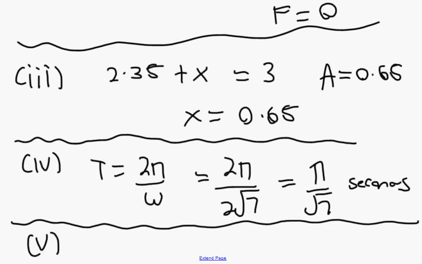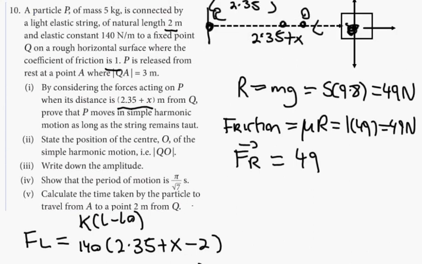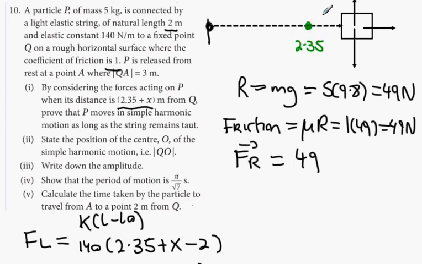Okay, question 5. Calculate the time taken by the particle to travel from A to a point 2 meters from Q. Okay, so let's rub out some of the stuff we've had before. Now this is the 2.35 meter mark. Actually, I'll do a bit closer, it's not accurate. The green mark is our equilibrium position. The red distance here is our extension of 0.65.